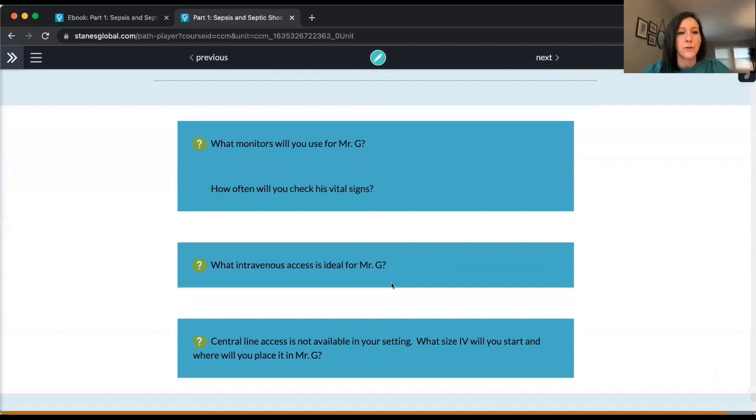Okay, what monitors will you use for Mr. G? Fred, what monitors would you do on him? I think if he's in shock needing vasopressors, I definitely would prefer to have an intraarterial catheter to monitor the vasopressor therapy. Yeah. What else? That would be a bare minimum. I would consider a central line as well to at least administer vasopressor safely, although some people believe you can give vasopressor through a peripheral IV. It does put the patient at risk for extravasation and a limb injury.